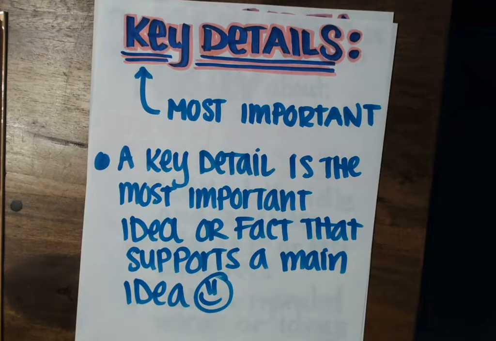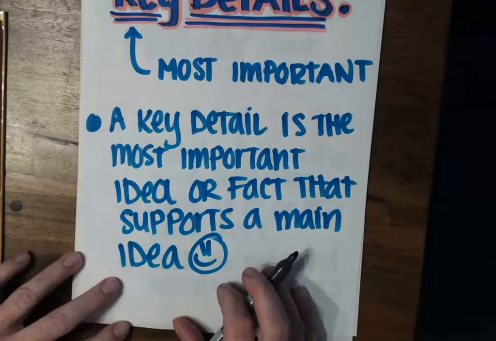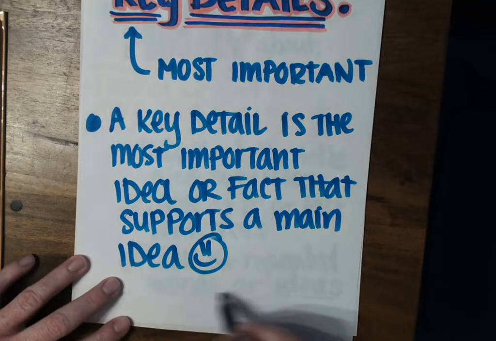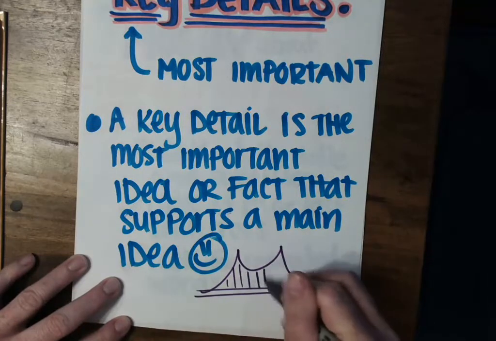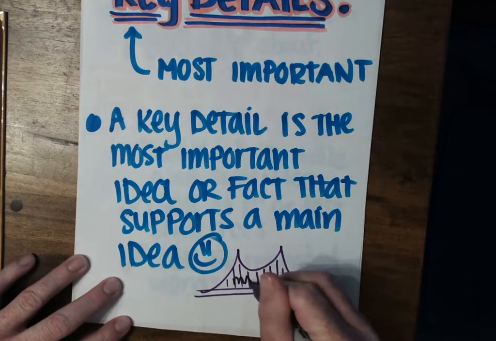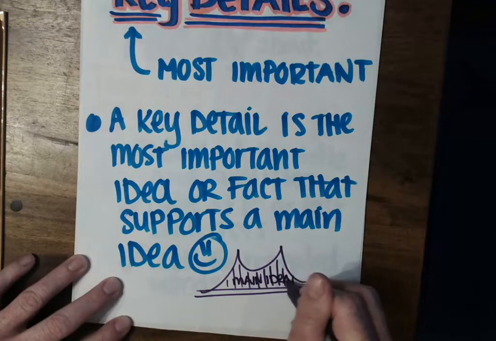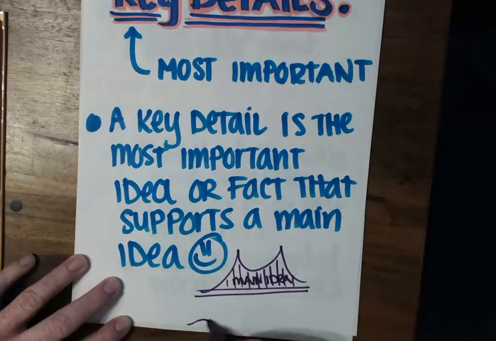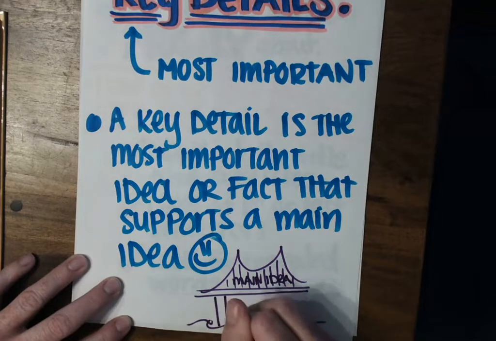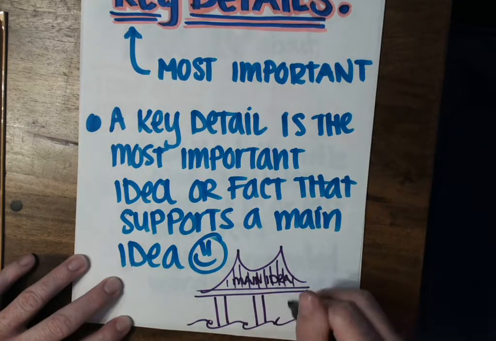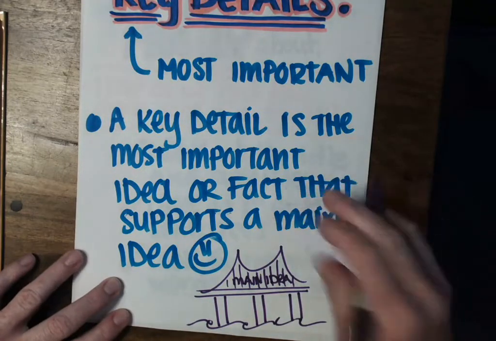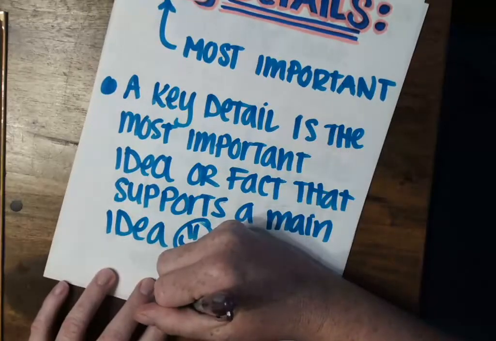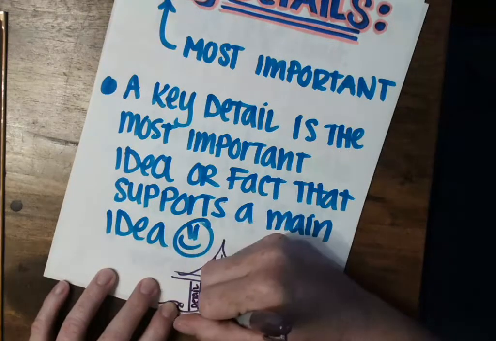So in our class and throughout the year, we talked about how the main idea is sort of like a bridge. So this would be the main idea. And then a bridge is just going to fall into the water right below. But if it has strong details or key details holding it up, then that bridge is going to be supported. So our key details support our main idea and hold it up or prove it right.